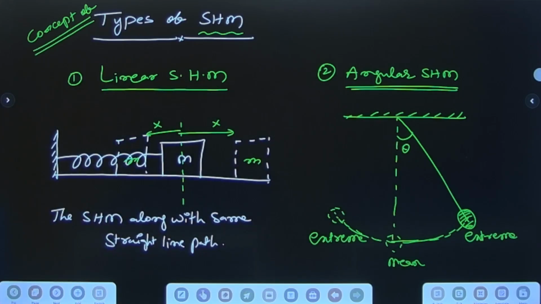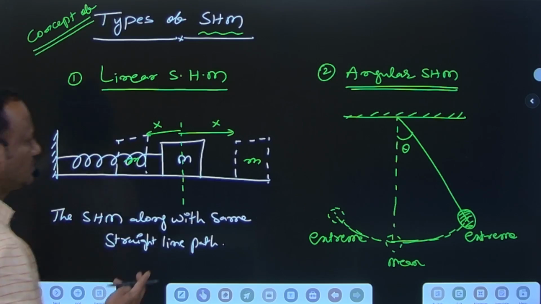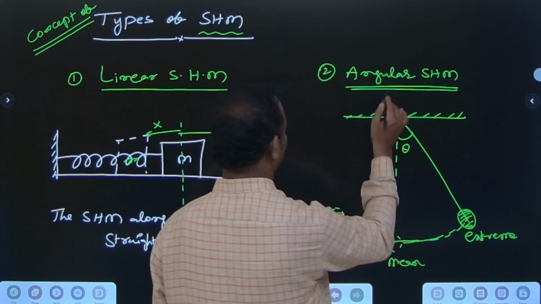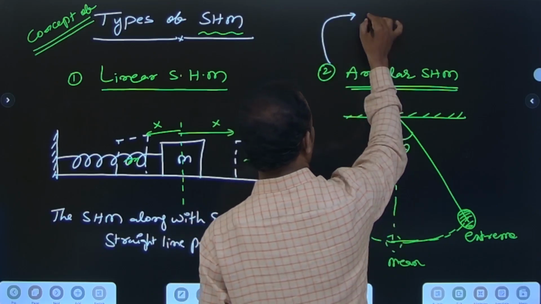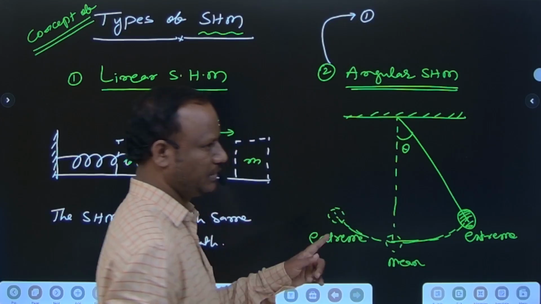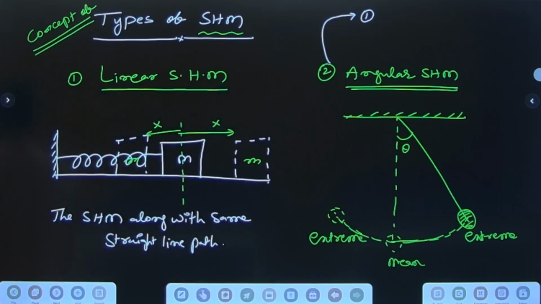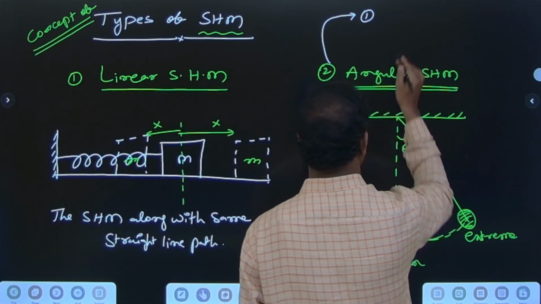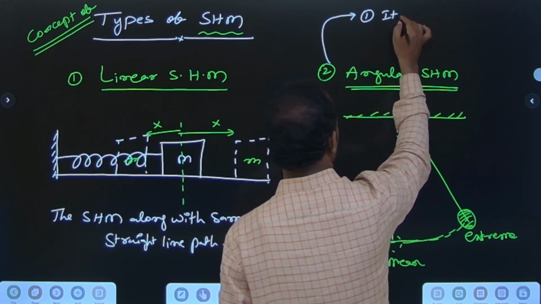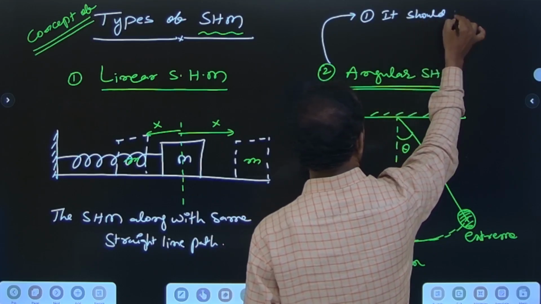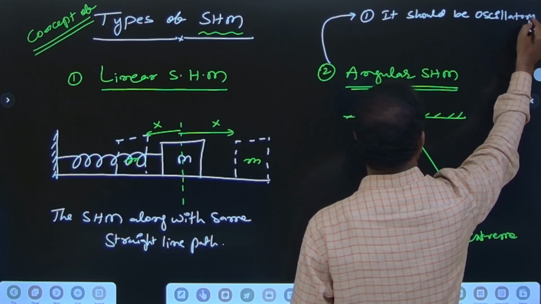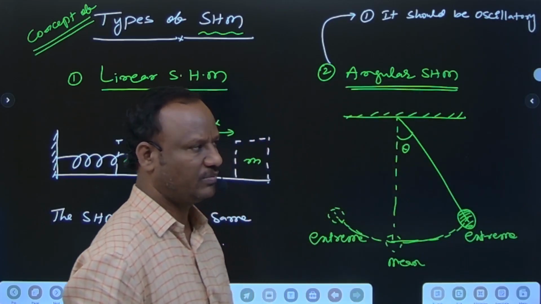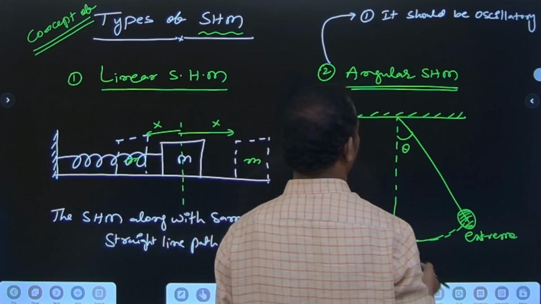For angular SHM, what things should be remembered? The first case: the particle moving along the same path should be oscillatory. Oscillatory means to and fro from a fixed position, and it should be periodic motion.